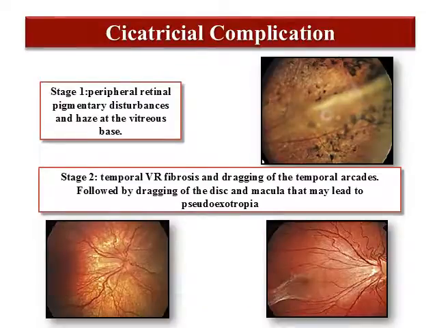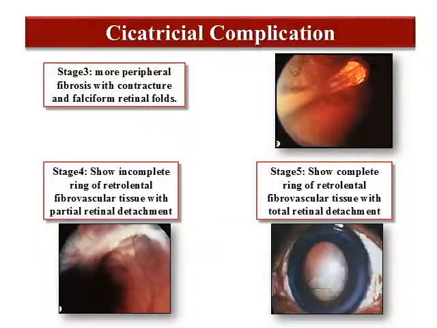They include stage 1, peripheral retinal pigmentary changes with haze at the vitreous base. Stage 2, temporal vitreoretinal fibrosis and the dragging of the temporal arcades, followed by dragging of the fovea and the disc, resulting in pseudo-exotropia. Stage 3, more peripheral fibrosis with contracture and falciform retinal folds.